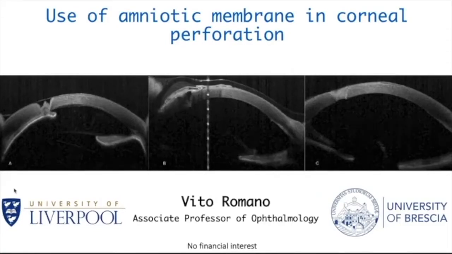As you can see from the title of my talk, I will explain the use of amniotic membrane in corneal perforation. Corneal perforation mainly results from various disorders: infection, inflammation, trauma, or stromal melting. The management depends on size, location, and etiology. Normally we manage with corneal glue, amniotic membrane transplant with fresh amniotic membrane, or penetrating keratoplasty or tectonic graft.